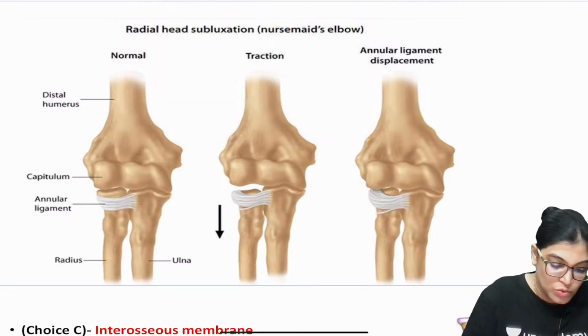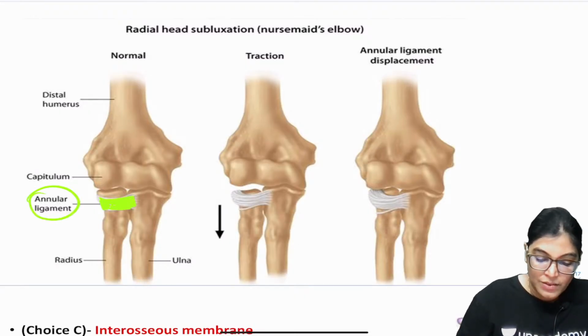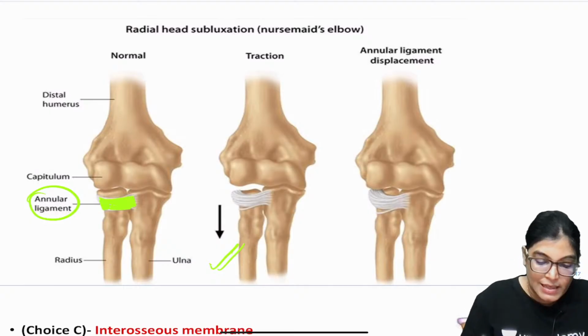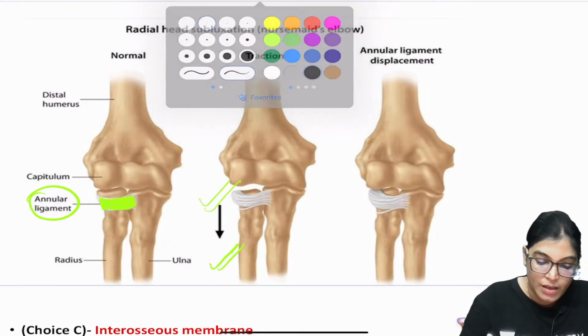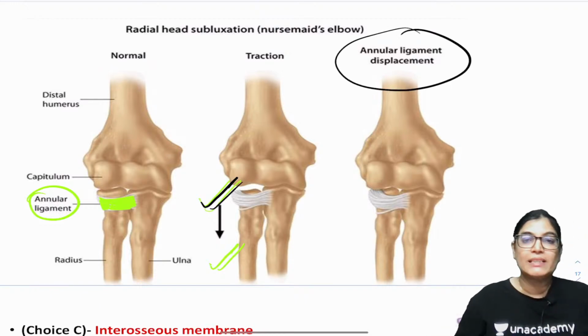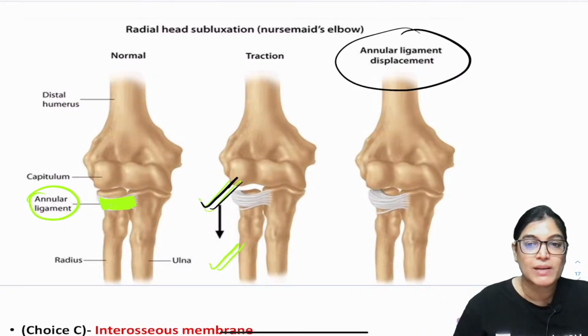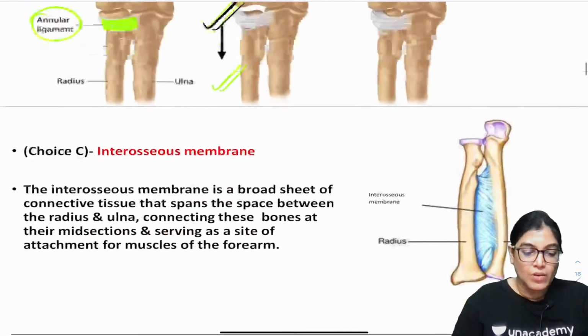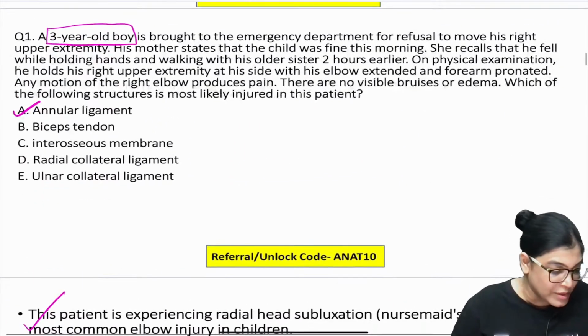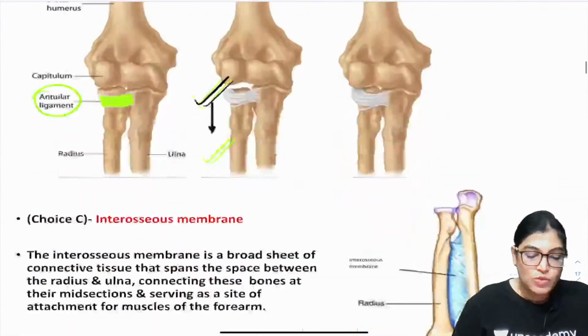So I just want to show you this annular ligament. Here you can see this is the annular ligament, which is winding around the radius below the head. What happens with sudden pulling of babies or children of 1 to 4 years of age is that the head of the radius comes out from the annular ligament. So this is called annular ligament displacement, and this is the case of radial head subluxation or nursemaid elbow. This is the reason that option A is absolutely correct, and many of you have given the right answer. Now coming to the incorrect options.